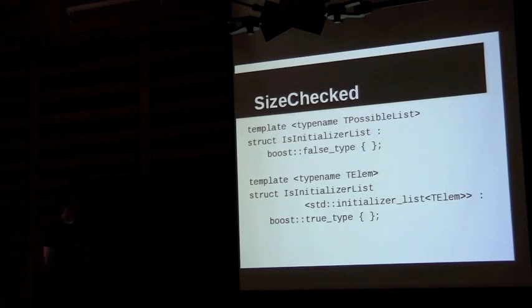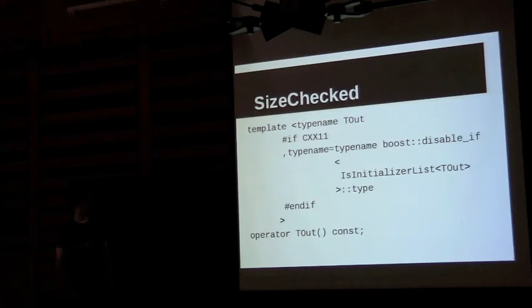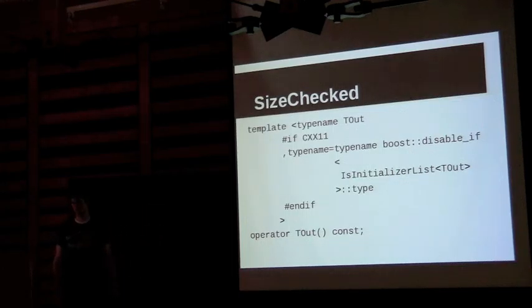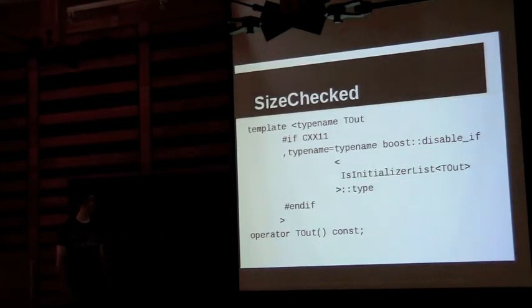Well, first thing we need is a way to tell if something's an initializer list. It's pretty easy to do, with a little bit of template magic. So by default, let's take an initializer list and it's a boost false type. And then we can do a partial specialization and say, well, if I have an std initializer list, then it's a true type. That's neat. So now we have a way of detecting this, which means we can use boost disable_if to say, if we're in C++11, let's use this disable_if and disable it if it's an initializer list. That's actually really, really straightforward.